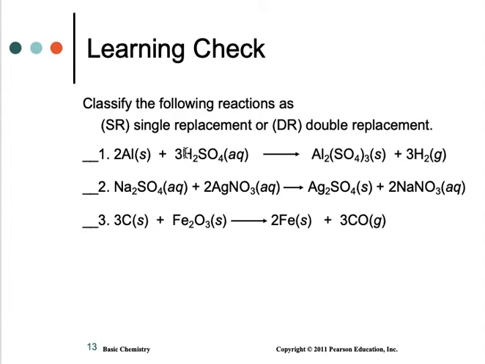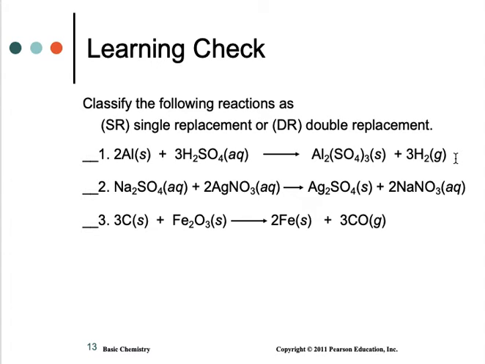the first part that's connected that will be by itself at the end. That's a single displacement. The aluminum came in, kicked out the hydrogen, and the hydrogen gas bubbles out, and you end up with aluminum sulfate. So that's single displacement. When it's 1 plus 2, yields 2 plus 1.